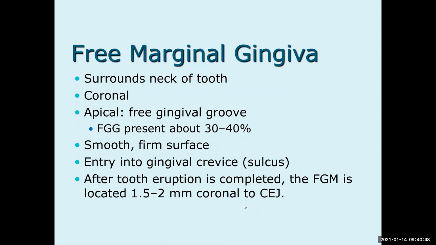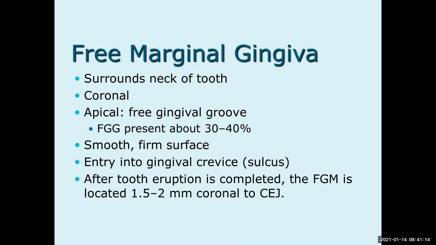A periodontal pocket. It can be a gingival pocket or a gingival sulcus. It's a gingival pocket, meaning you don't have any apical migration of that junctional epithelium, but it's diseased. After eruption is completed, that free gingival margin is located 1.5 to 2 millimeters coronal to the CEJ.